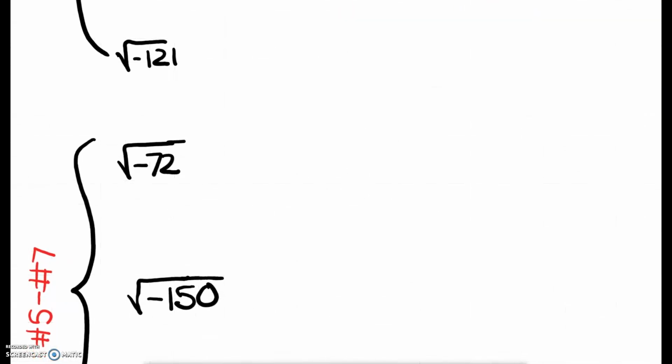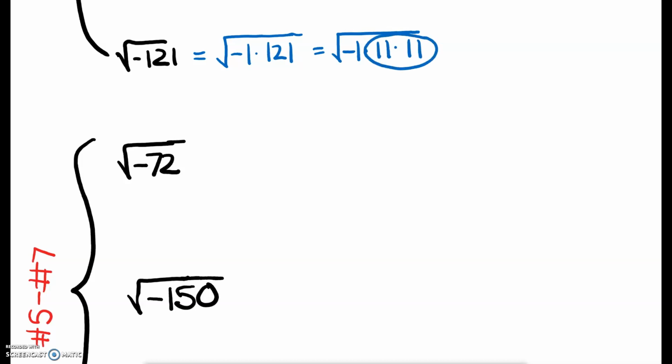And one more time, we're going to go through this. Okay, so I have a negative under my radical, so I'm going to factor it out. And then I'm going to factor my number 121, which I know is 11 times 11. I'm looking for groups of 2, so I'm going to bring one of my 11s out, and I can cross this group off.